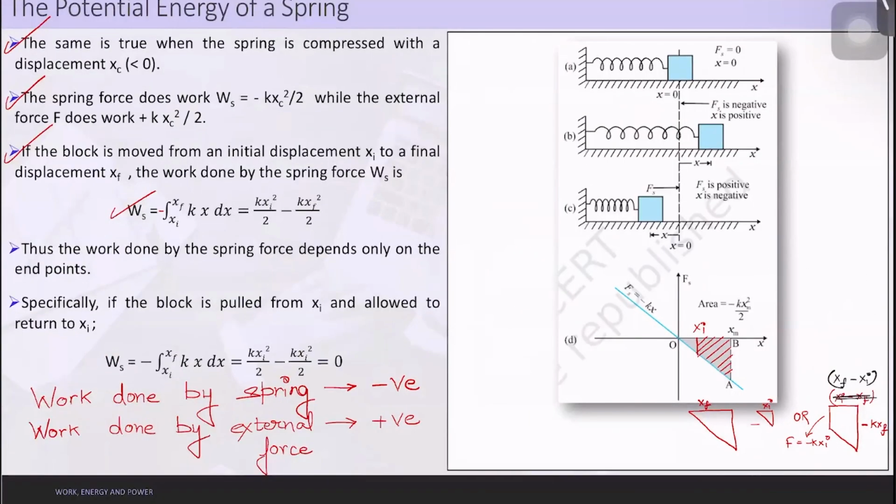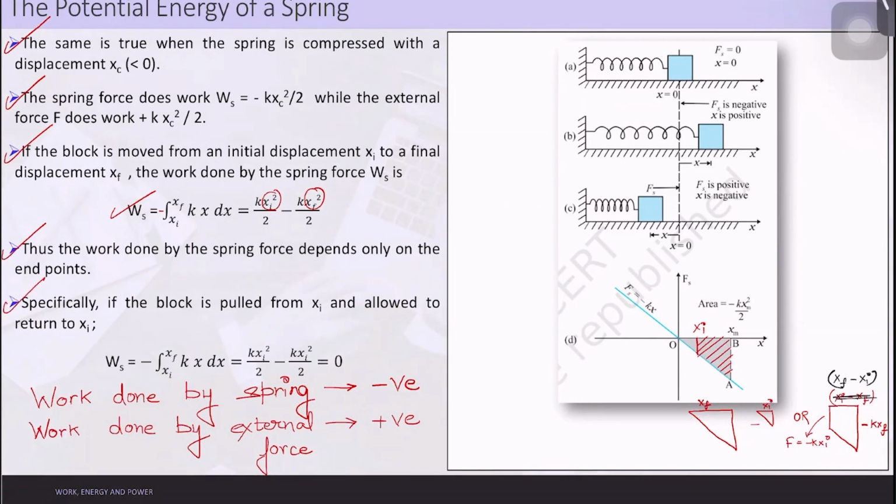Fine. So that being said, now let us understand more. The work done by the spring force depends only on the endpoints. As it depends on the endpoints, in the starting of the discussion also we wrote that this spring force is nothing but a conservative force. So from that definition also we can say that the work done by the spring depends only on the endpoints, which was the second definition when we were understanding the conservation of mechanical energy.